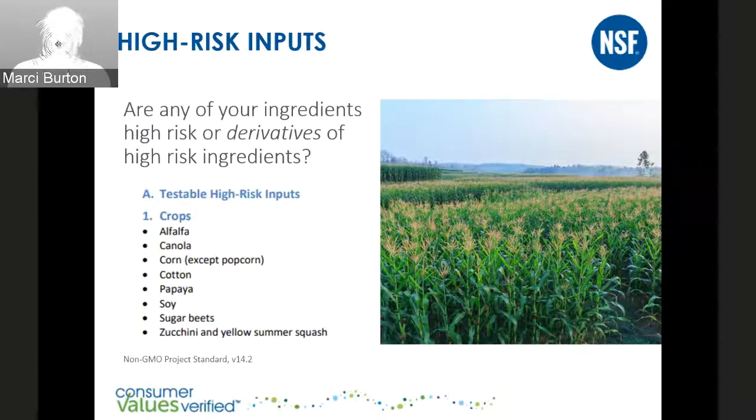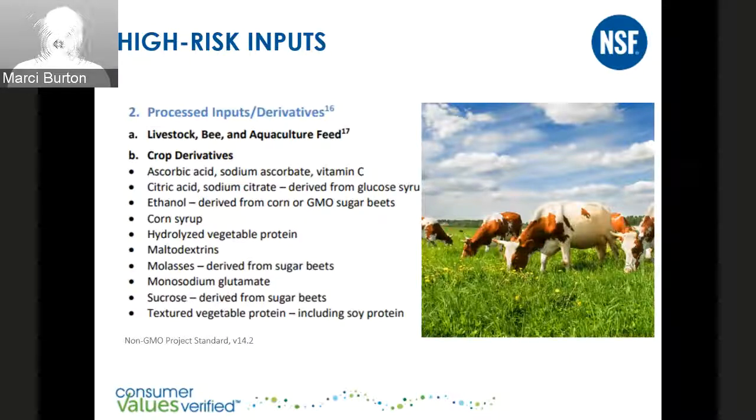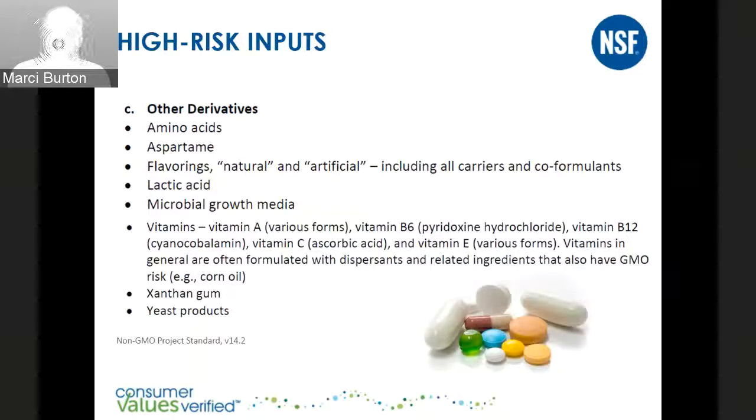So here's just a quick look. You would ask yourself, are any of your ingredients high-risk or derivatives of high-risk ingredients? And there's the list I just mentioned of the high-risk crops. To give you an idea of some of the derivatives, we're talking about molasses, maltodextrins, corn syrup, maybe a citric acid that's derived from a glucose syrup that was from sugar beet. Other derivatives that are high risk that are going to be pertinent to baked goods probably are yeast products, vitamins that may be in a flour for enrichment, flavorings.